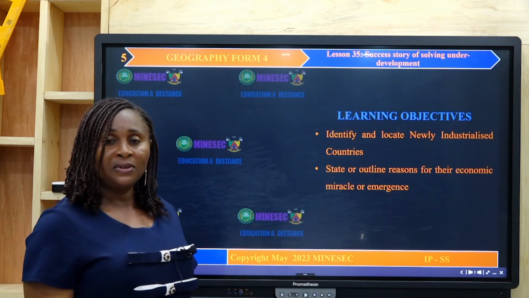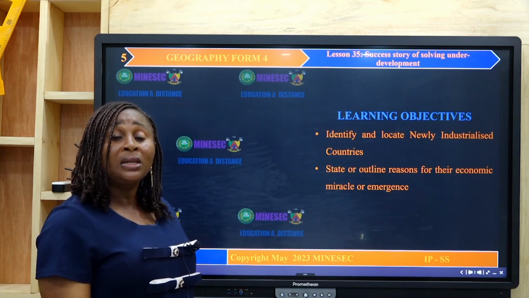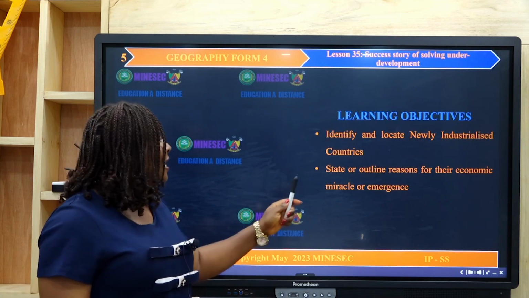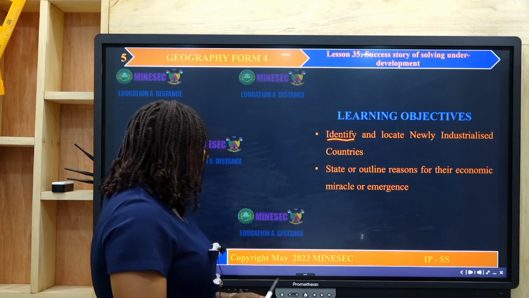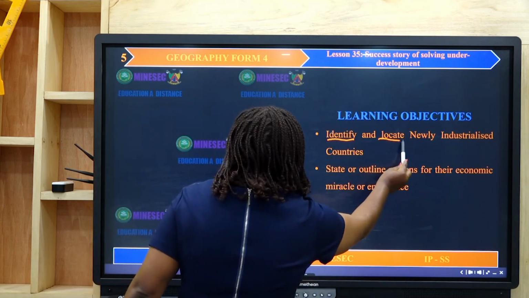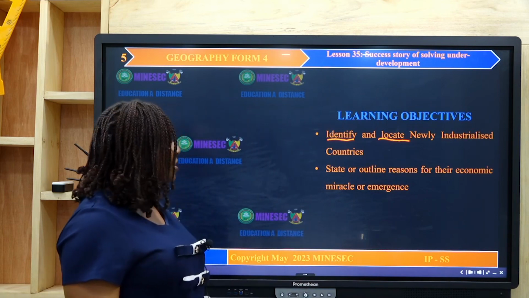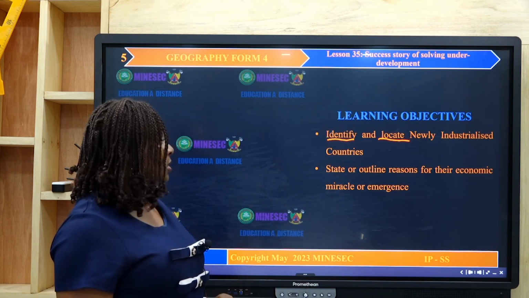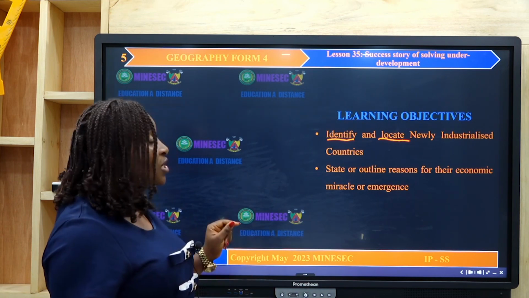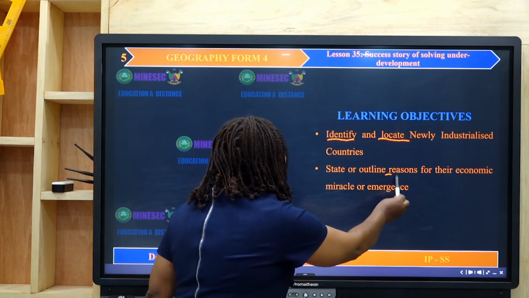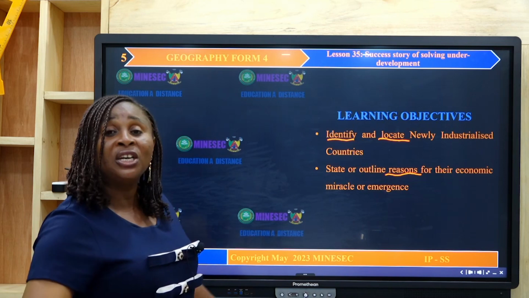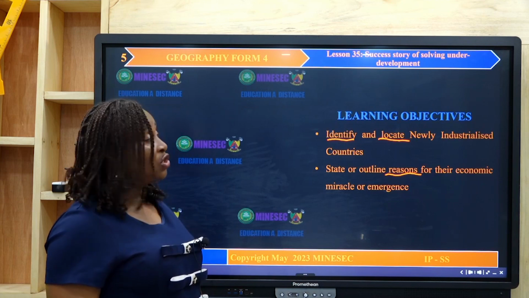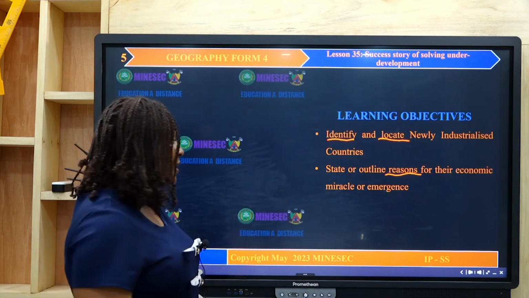The learning objectives. What are the aims, or what is the aim of this lesson? At the end of this lesson, learners should identify and locate newly industrialized countries. The next objective is to state or outline the reasons for the economic emergence. What did they do to become an emerging nation? The miracle for their emergence.